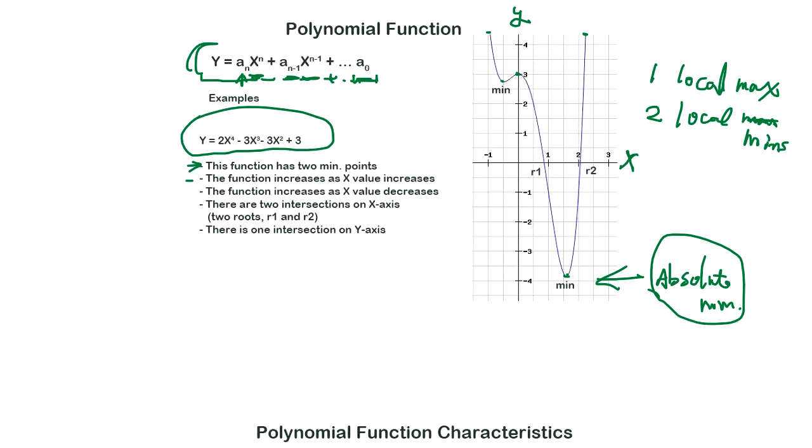And this function increases as x value increases, right? This way. And this function increases as x value decreases. So as x goes there, y increases again. Okay. There are two intersections on the x-axis. Here, R1, R2. So what are those R's? Roots, right?